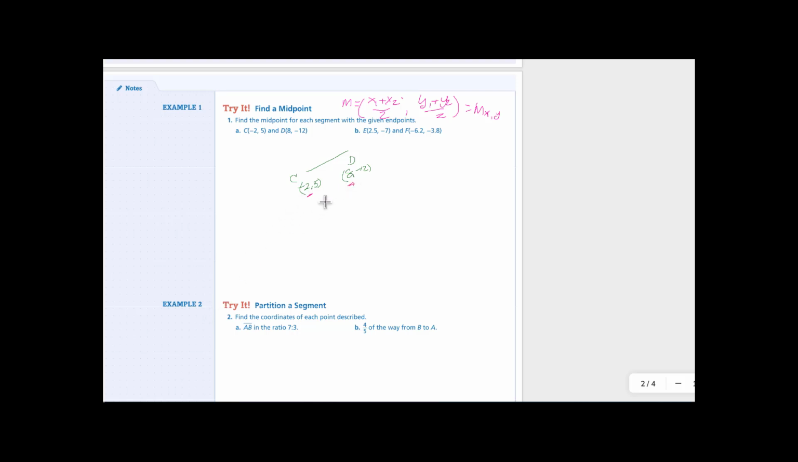So we need to add the x's, 8 plus a -2, or -2 plus 8, divided by 2. And we need to also find the y-coordinate of the midpoint, which is going to be 5 plus -12 divided by 2.